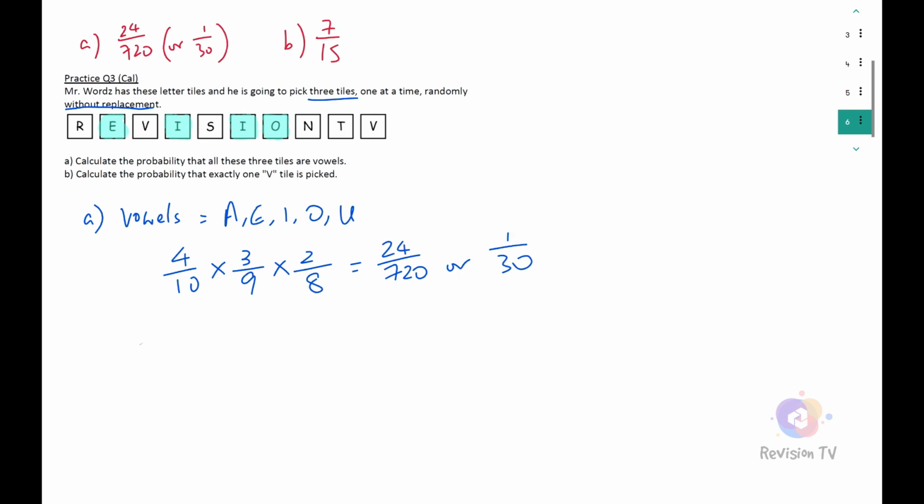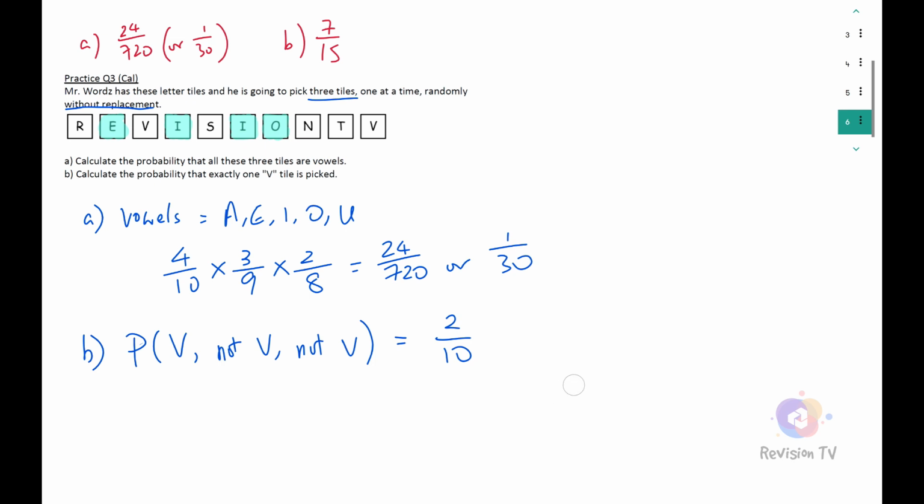Question B. Calculate the probability that exactly 1 V tile is picked. So to pick exactly 1 V tile, we do have a few ways of doing so. Depending on the position of the V tile picked, you can have different probability calculations. The first one is if we pick the V the first time, and then the second time we can't pick a V, and the third time we can't pick a V. So the first time that we can pick a V, there are 2 V's out of 10 tiles, so 2 out of 10 to begin with.